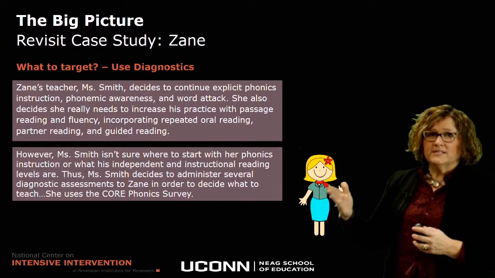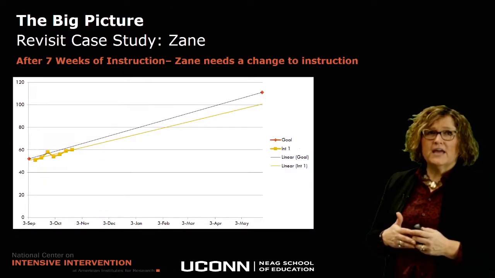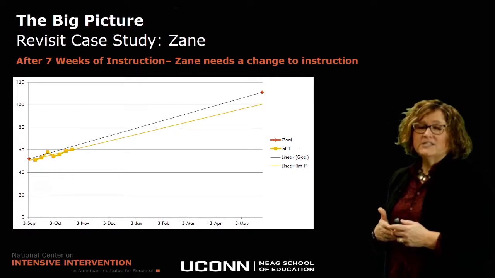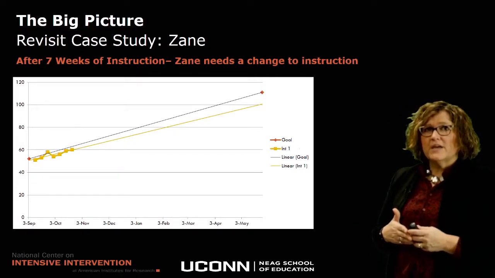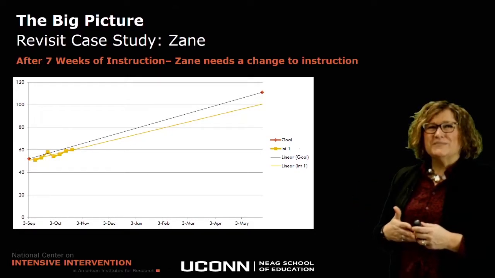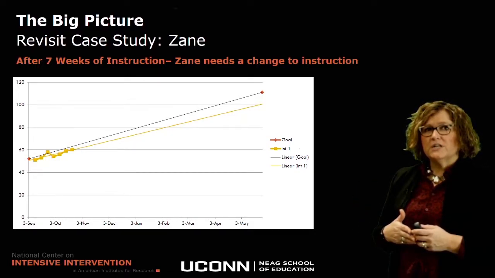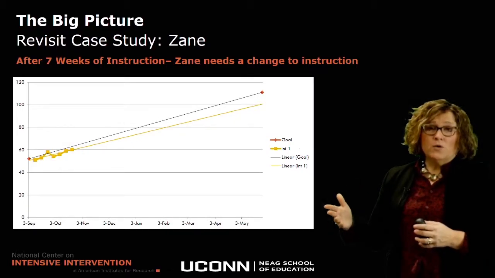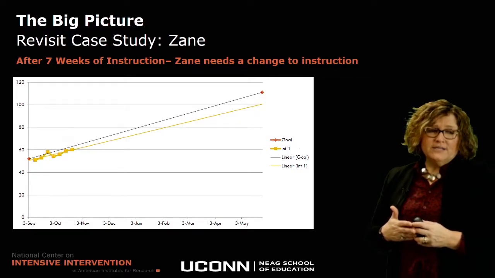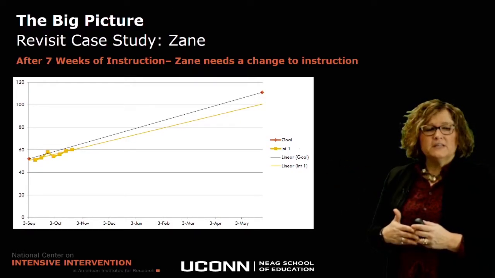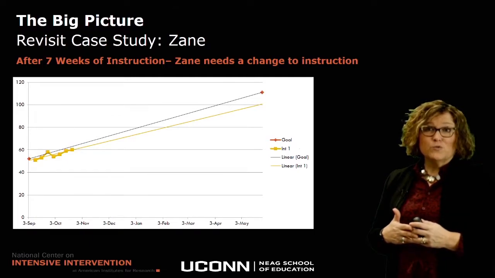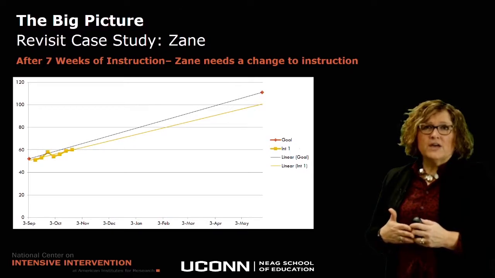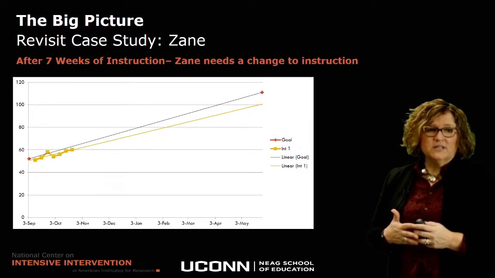She, as I mentioned, used that core phonics survey, and as she started to implement instruction based on some of that diagnostic information, she also was implementing some progress monitoring in reading. In this case, she was implementing oral reading fluency with Zane once per week. She was graphing the number of words he read correctly each week, and she was implementing that intervention that was just described on the previous slide.